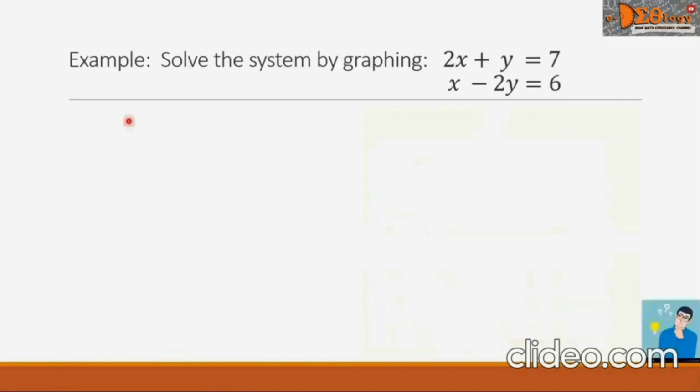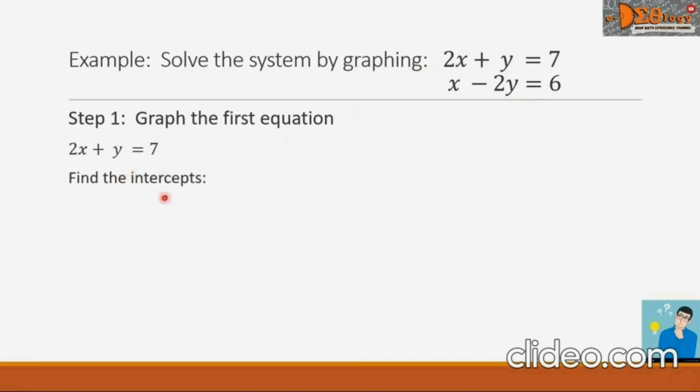Let's have an example. Solve the system by graphing. The first equation is 2x plus y equals 7. The second equation is x minus 2y equals 6. Our step 1 is to graph the first equation. We will copy this first equation here, and then let us find the intercepts.